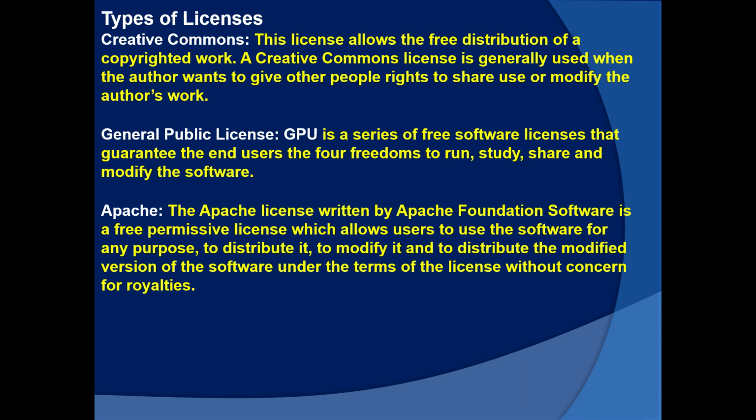General Public License (GPL) is a series of free software licenses that guarantee the end users the four freedoms to run, study, share and modify the software. Apache license, written by the Apache Software Foundation, is a free permissive license which allows users to use the software for any purpose, to distribute it, to modify it and to distribute the modified version of the software under the terms of the license without concern for royalties.